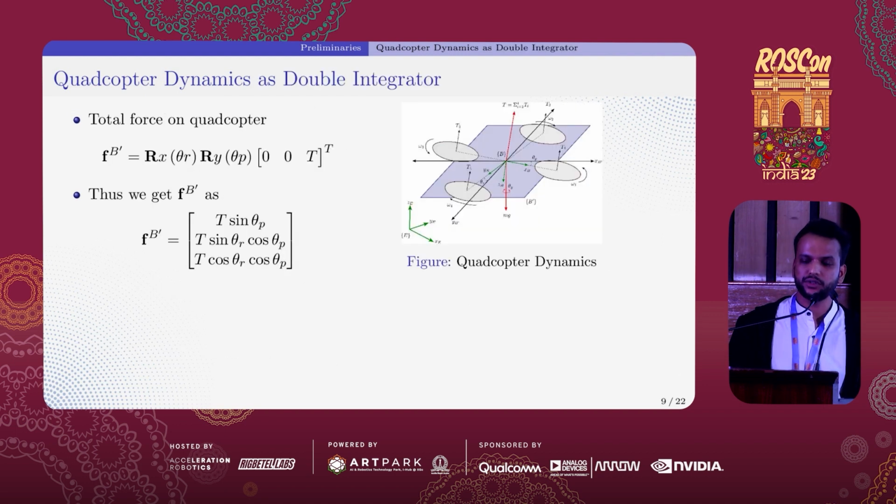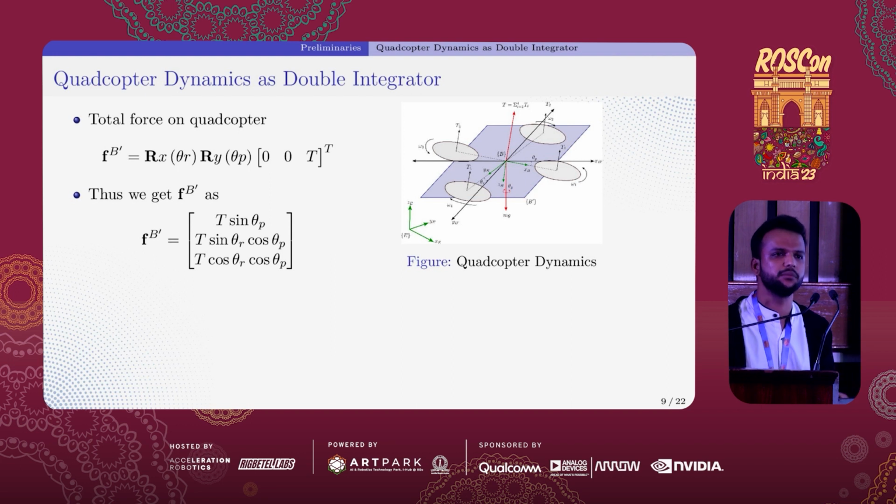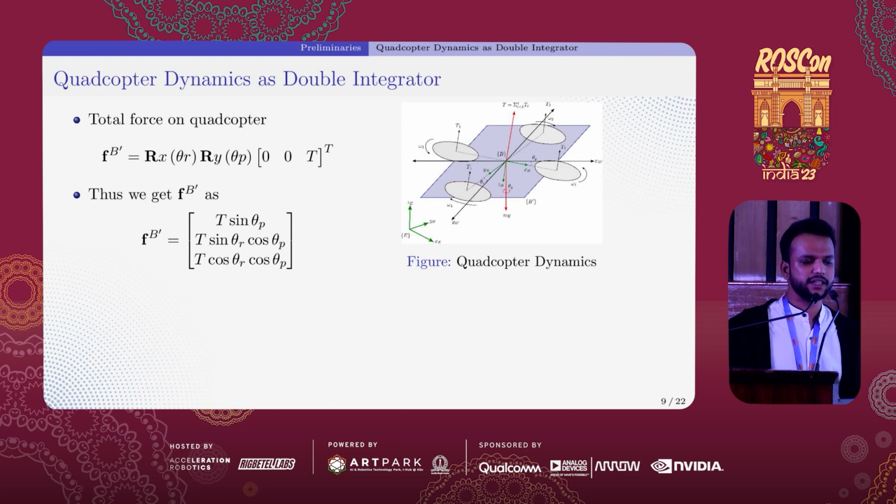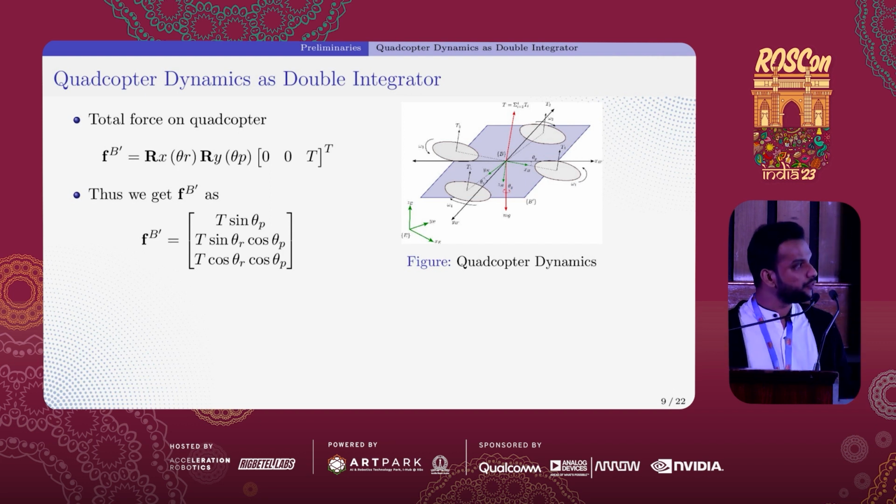So now coming to the main contribution of our work. Normally, drones are not modeled as a double integrator system, but the double integrator approximation makes it very easy to allow different control laws to be tested. So we have modeled it with an assumption.